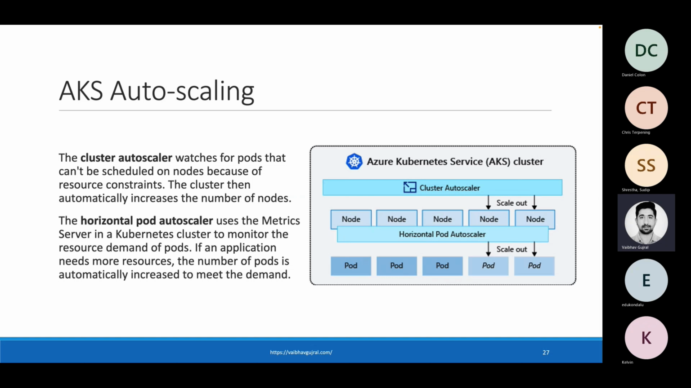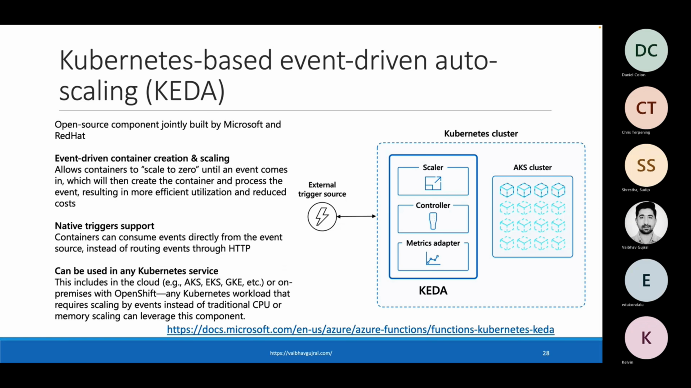Now, if you already have resources provisioned in your nodes, there is excess capacity, but you still need to provision extra pods to handle the requests. For example, if you have e-commerce websites running in Kubernetes and you have sales events, during those times the number of pods can go up and down. So you can utilize something like horizontal pod autoscaling, which scales the number of your pods up and down depending upon the number of requests.